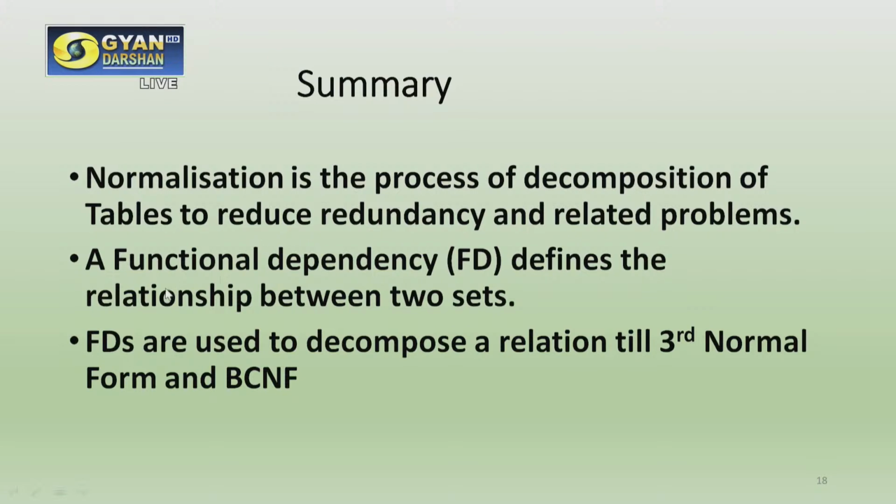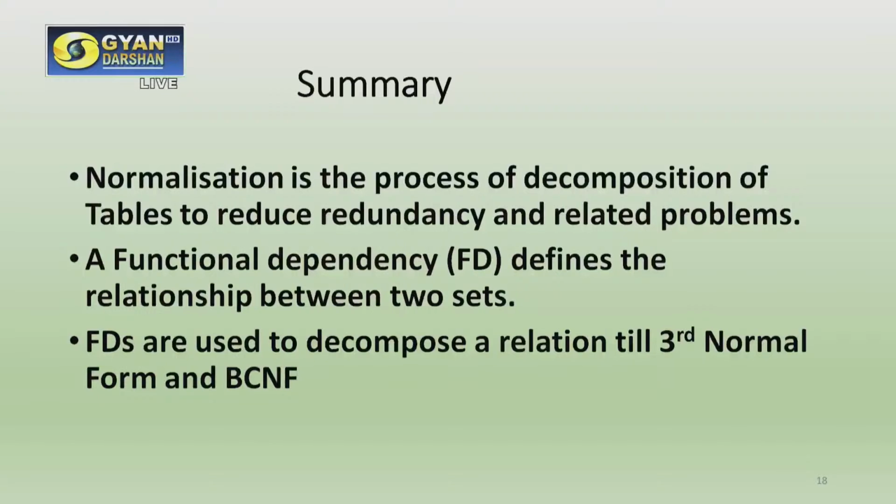The second key point which we covered was that a functional dependency defines the relationship between two sets. Given two sets of attributes, a functional dependency defines that if they agree on the left-hand side, then they will also agree on the right-hand side. Only then will we say that set X functionally determines set Y. So it is very important that the information should be consistent. This is a kind of constraint on the database management system.